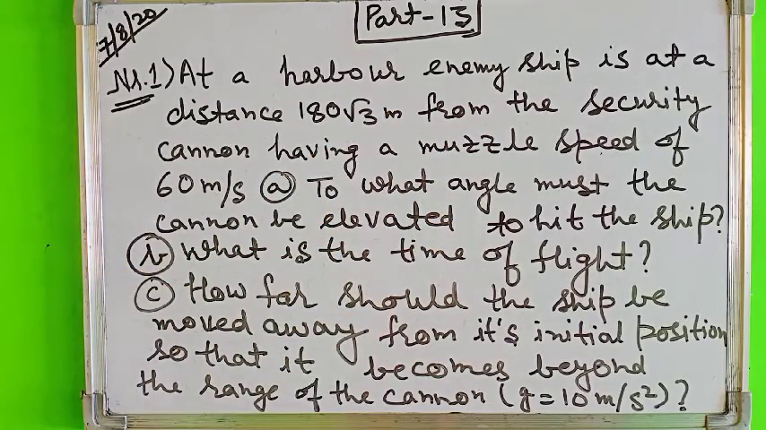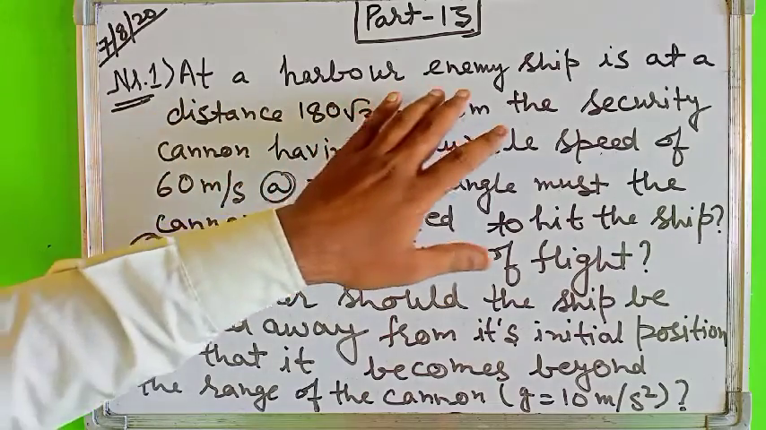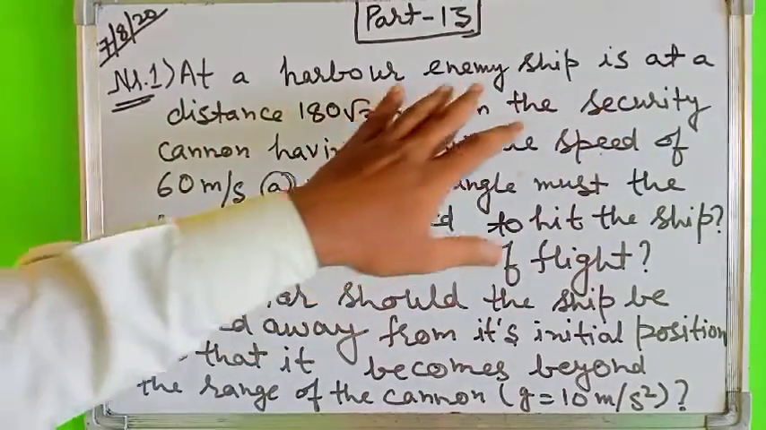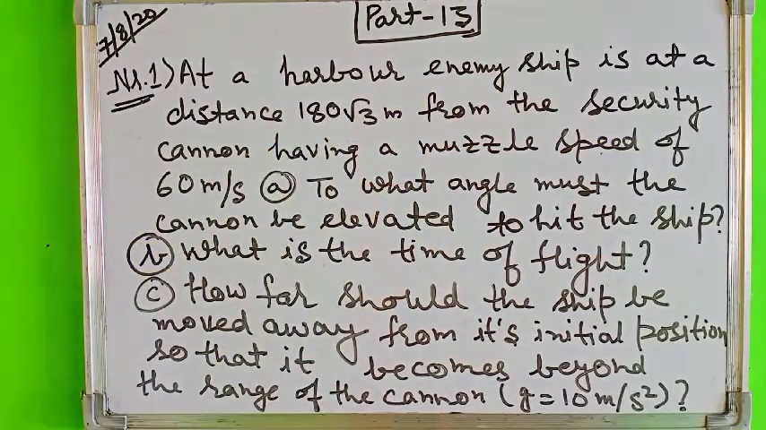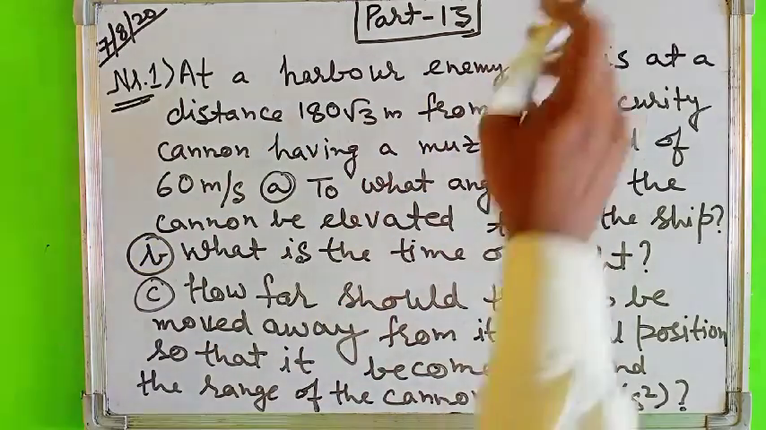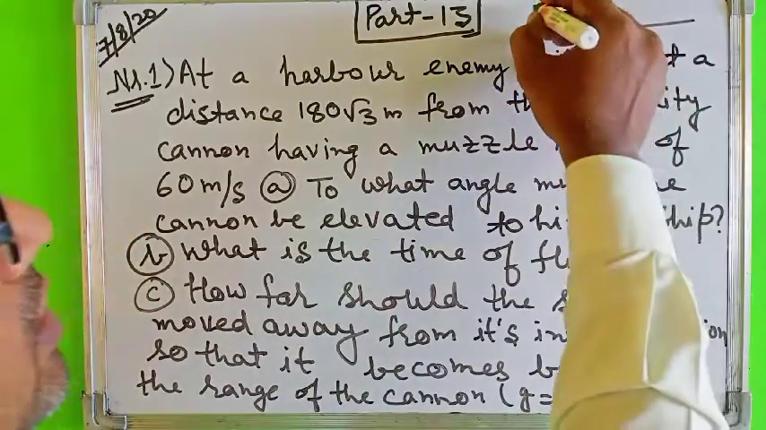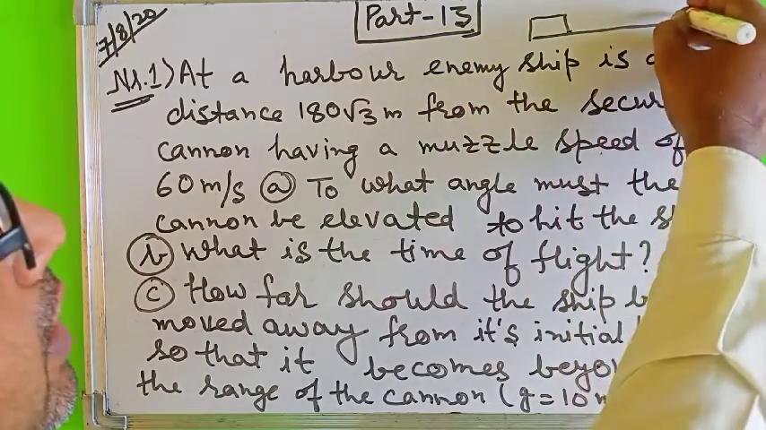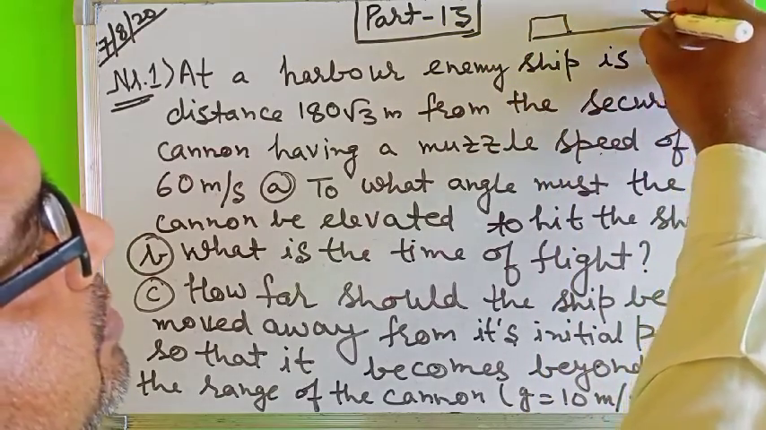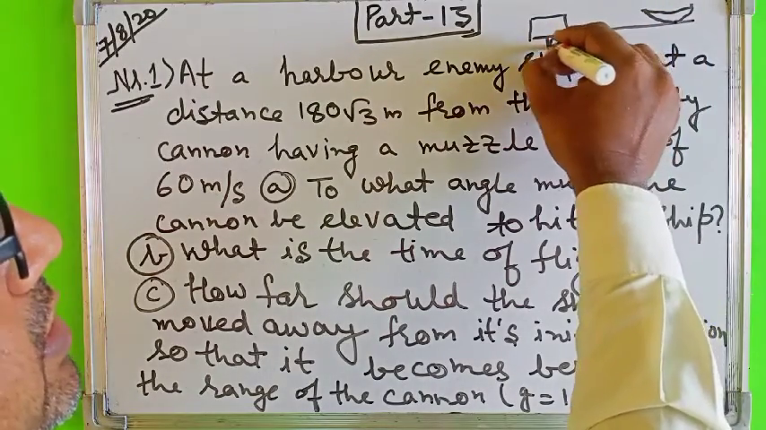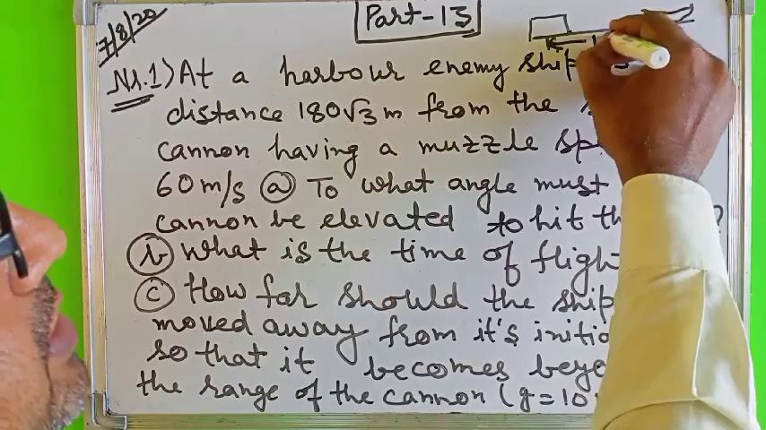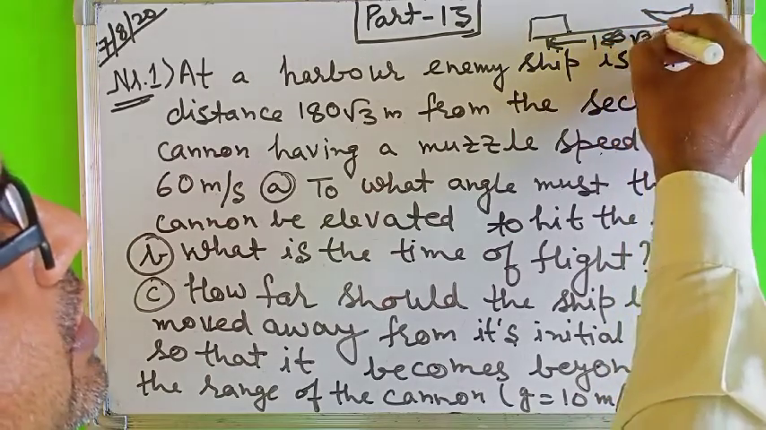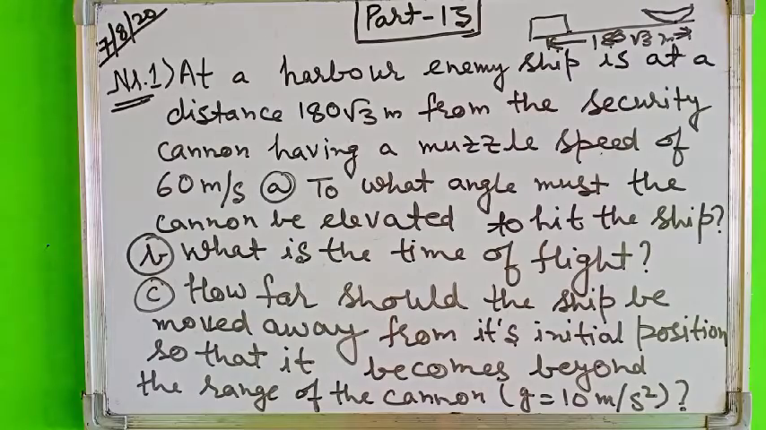At a harbor, where ships stop, that is called a harbor. In Hindi it is called bandargah. At a harbor, an enemy ship is at a distance of 130 meter. Suppose this is the harbor, and here is the enemy ship. The distance between the harbor and the enemy ship is 180√3 meter.